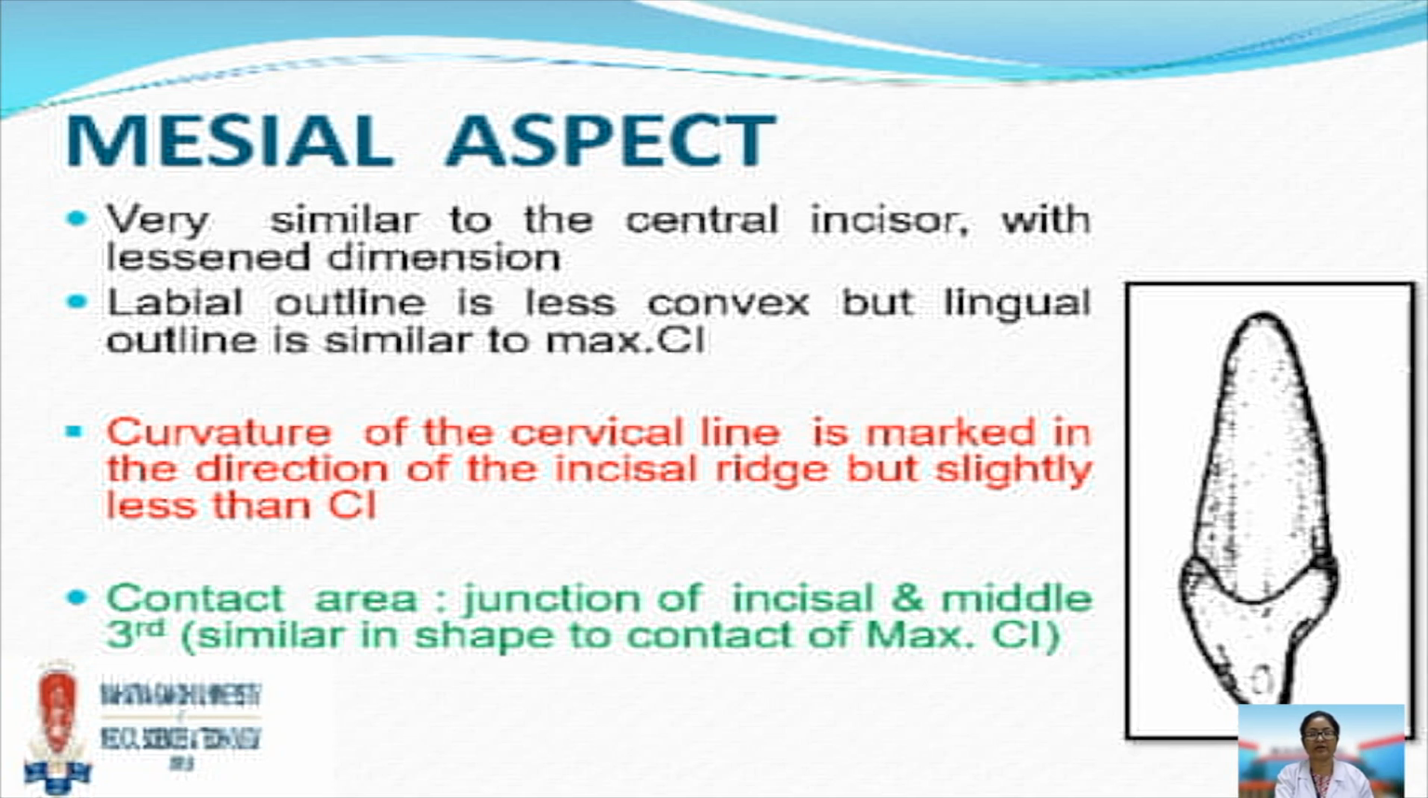Curvature of the cervical line is marked in the direction of incisal edge, but it is slightly lesser than the central incisor. The contact area on the mesial aspect is present at the junction of the incisal and middle third, which is similar to the contact area of central incisor. This is the mesial contact area. This is curvature of cervical line.